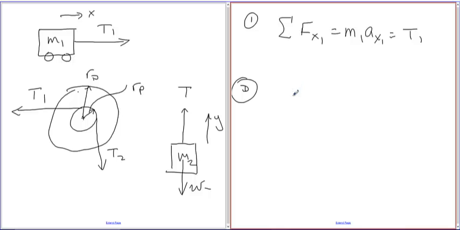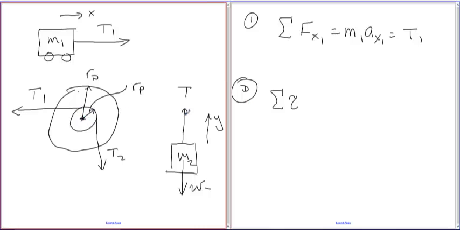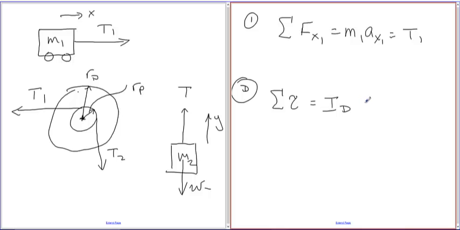For the disk, we do the sum of the torques, and they're going to be summed around this axis of rotation, which is the axle, and that's going to be equal to the moment of inertia of the disk times alpha of the disk. That's equivalent to mass times acceleration, except we have moment of inertia times angular acceleration. Now, as far as the torques are concerned, instead of using the radius of the disk, we use the radius of the pulley.